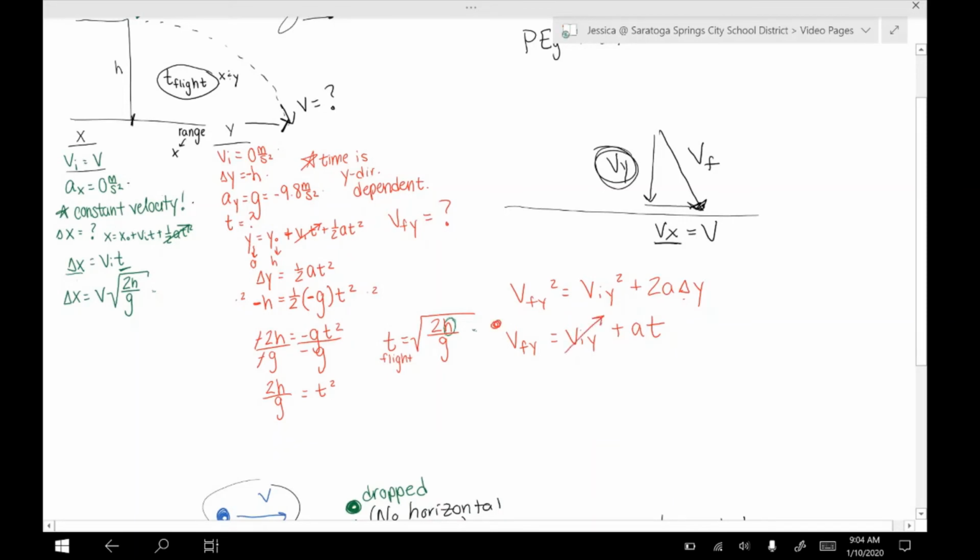My initial velocity is 0 in the y direction, so that goes away. So it looks like the final velocity in the y direction is negative g, because that's the acceleration in the y direction, times the square root of 2h over g. Now remember, this negative just tells us that we're traveling downwards, so it gives us our direction. So Vy is g square root of 2h over g.